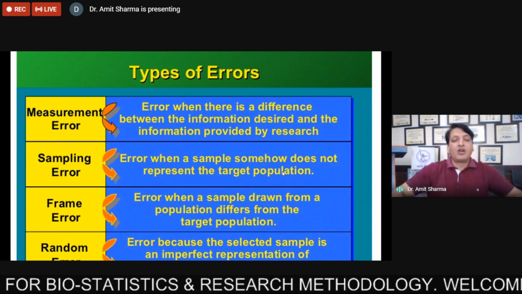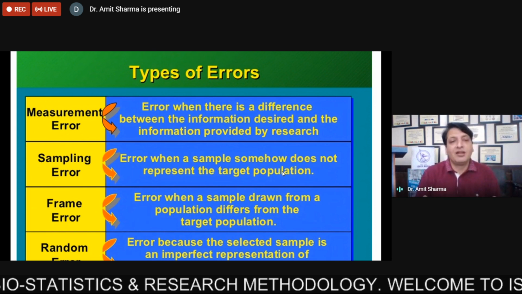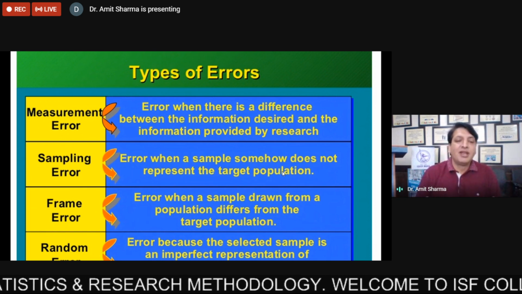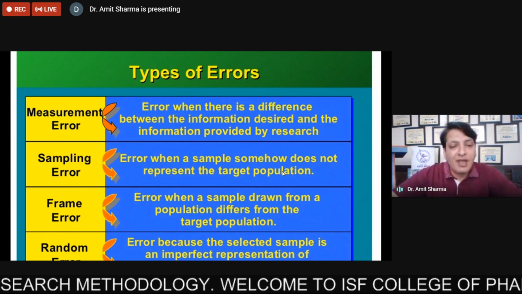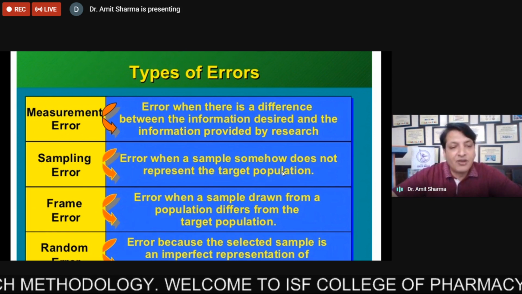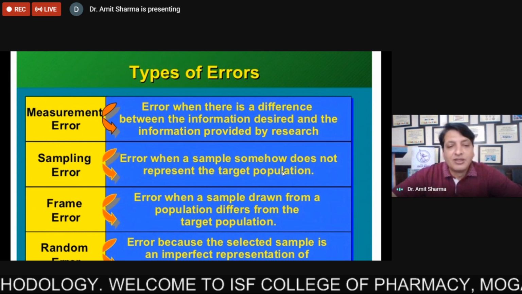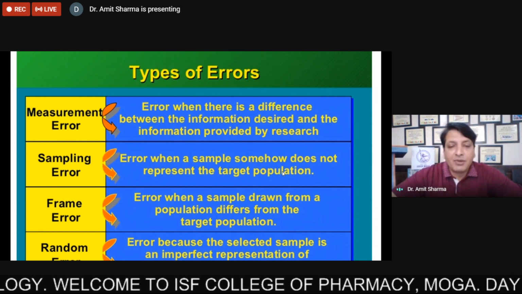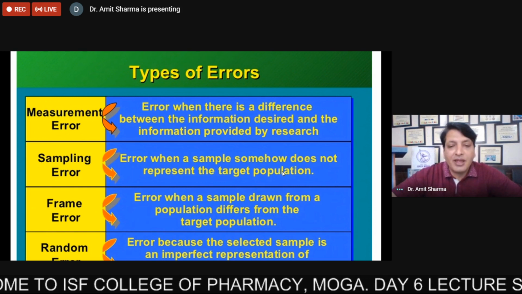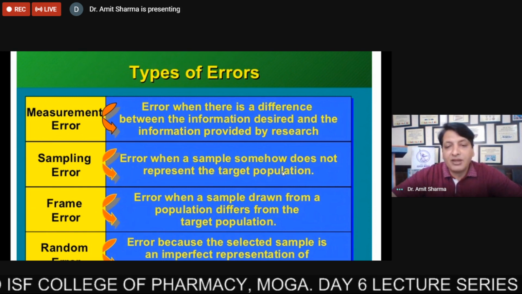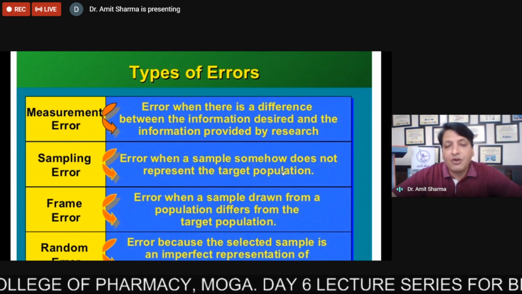So when we have a target population, which we have already decided while making the study design, and you are not following that, that kind of error we used to call a frame error. And the fourth kind of error is called random error. So error because the selected sample is an imperfect representation of the overall population.